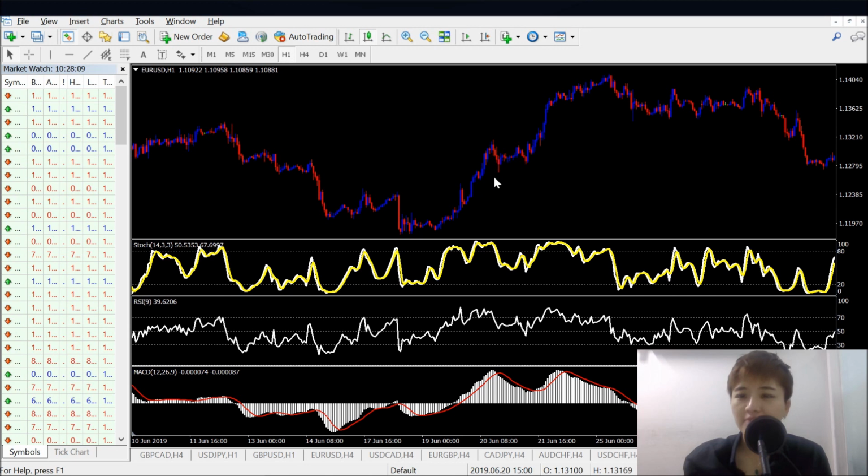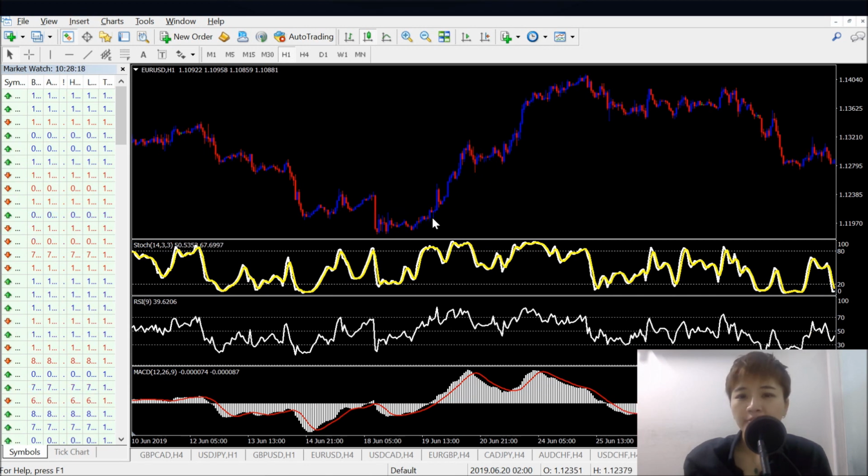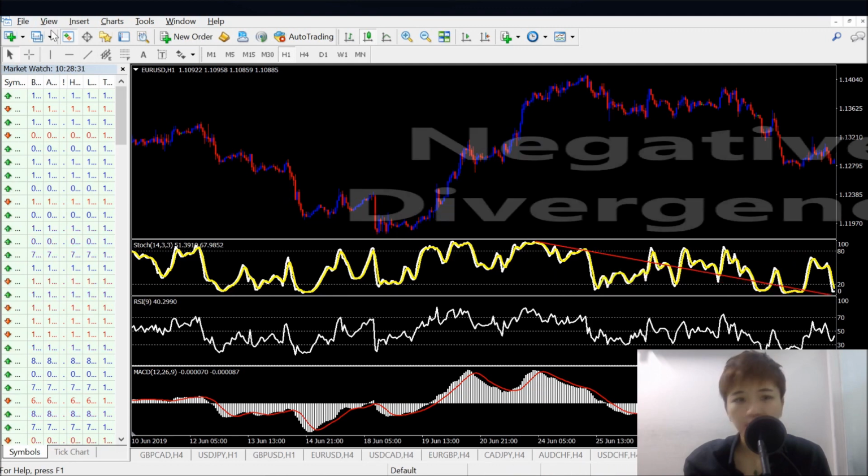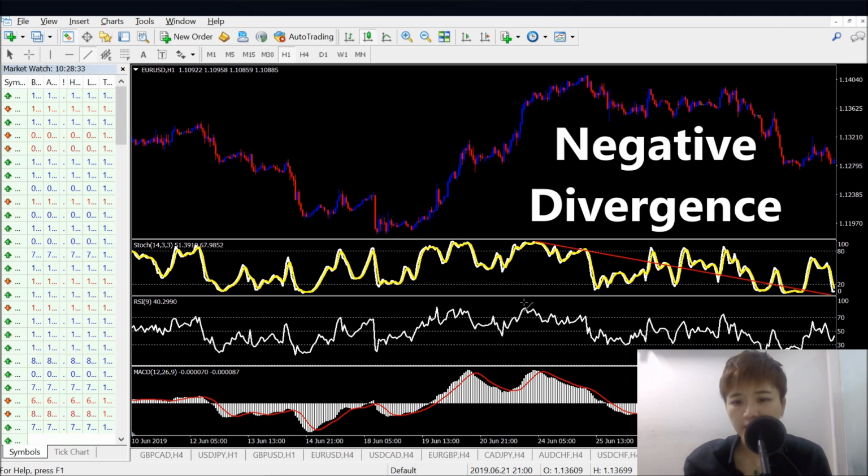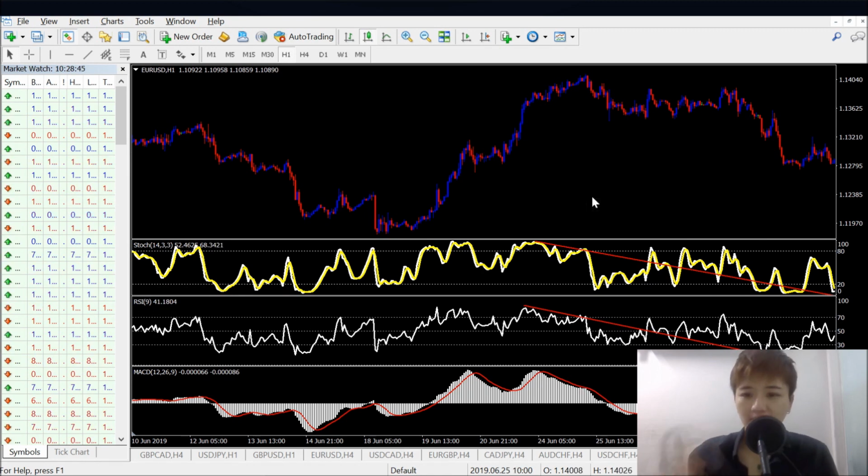Okay, so basically what you see is that there's a bullish trend over here. Prices are making higher highs, higher lows, but then you realize that your stochastic is making lower highs. So this is what we call negative divergence, and at the same time you see your MACD histogram going down. That tells you that, maybe, not guaranteed, but maybe the bullish trend is going to end, so you better take some profits out, and then you better get out.